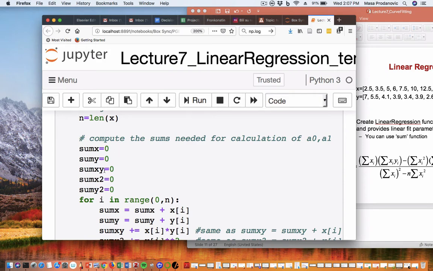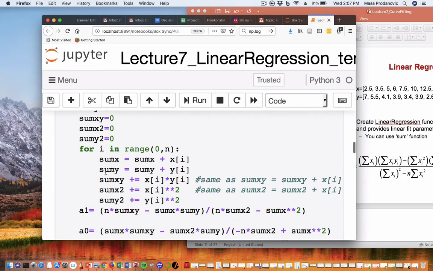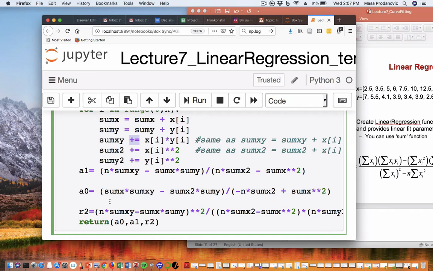So then I set up all of the sums to start from 0, and in a for loop I keep adding to them. And again here I can use plus equals, that's equivalent to writing sum xy plus equals this element, which is the same as writing sum xy equals sum xy plus this element. So this is just two different ways to do that, a shorthand notation. And then I just compute my A0 and A1 based on the sums. Great. So we have all mastered that last time.